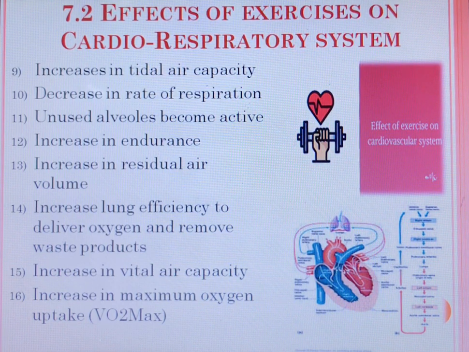The last one is increase in maximum oxygen uptake, that is called VO2 max. Athletes need a constant supply of oxygen to their muscles when they perform exercises. So that is called oxygen uptake, VO2. But the maximum oxygen uptake in a minute is called VO2 max. It can be increased through regular exercises. So children, these are all the important effects of exercises on the cardiorespiratory system.